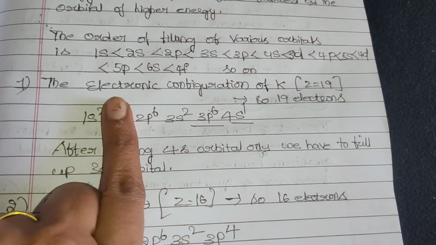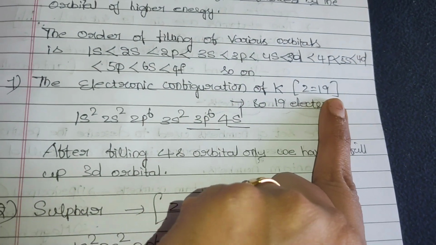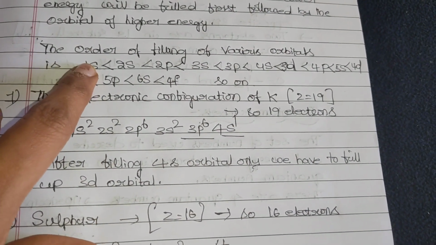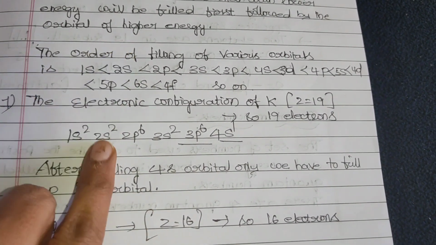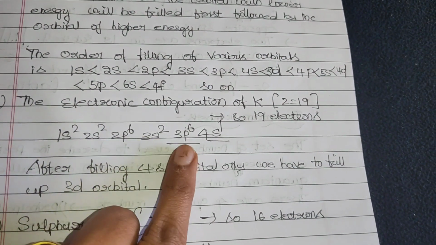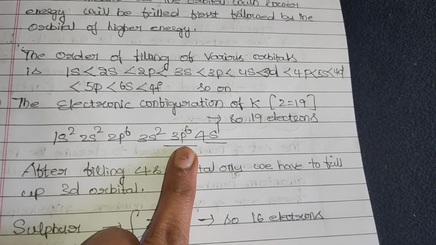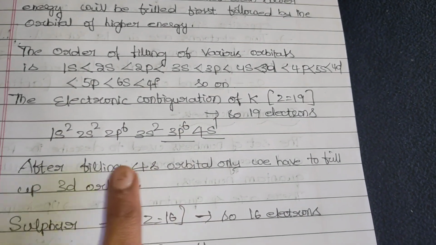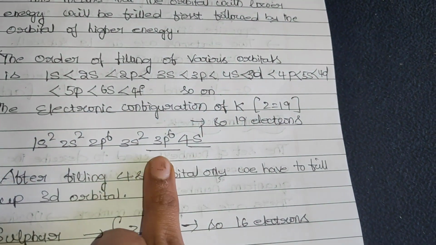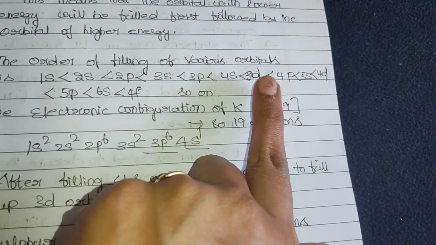For example, what is the electronic configuration of potassium, K? Its atomic number is 19, so 19 electrons are to be filled. First it fills the lowest energy orbital: 1s2, then 2s2, then 2p6, then 3s2. After 3s it must first fill 3p, and after that 4s. After 4s only will 3d be filled.